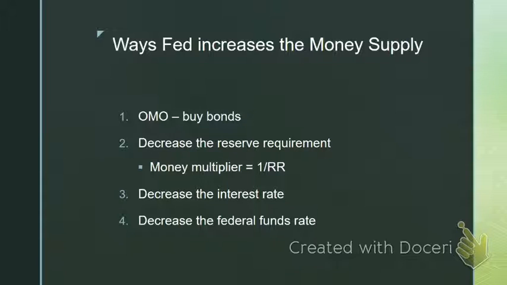All right? Question on the way the Fed can increase the money supply. This interest rate can be the discount rate. That's what the Fed charges banks. Yeah, that should say discount rate. I wrote interest rate. It should say discount rate.